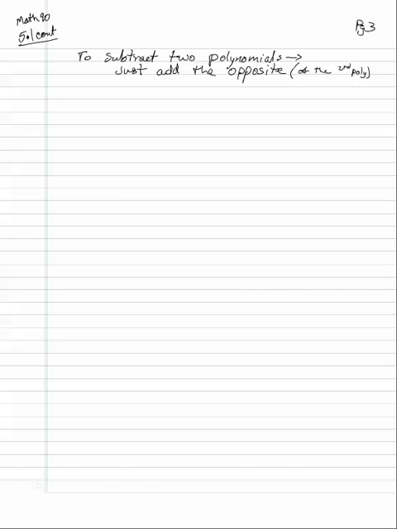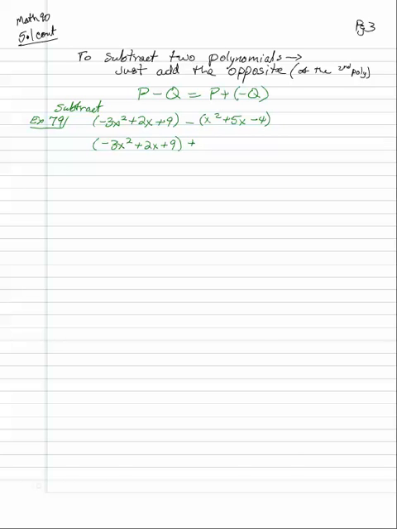Okay, so to subtract two polynomials, if I did p minus q, I'm just going to add the opposite of the second polynomial. Alright, so let's try one. So let's do exercise 79 from the book. So you're going to leave the first polynomial alone. I could have dropped the parentheses. And then you're going to distribute the minus sign to the second one. So you change all the signs inside the second parenthesis. Alright. And again, I could have dropped the parentheses, so just ignore them.